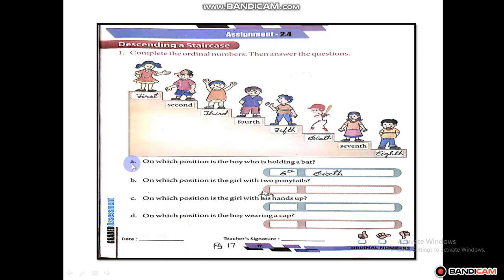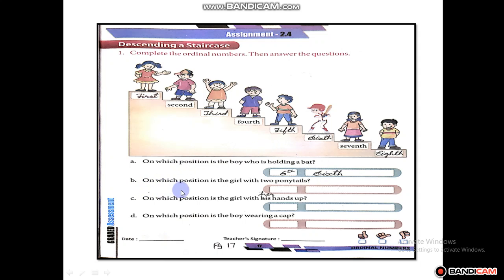Now we will answer the question. On which position is the boy who is holding a bat? Here the boy is holding a bat. He is in 6th position. So you will write in figures here 6th and then you write the spelling SIXTH.